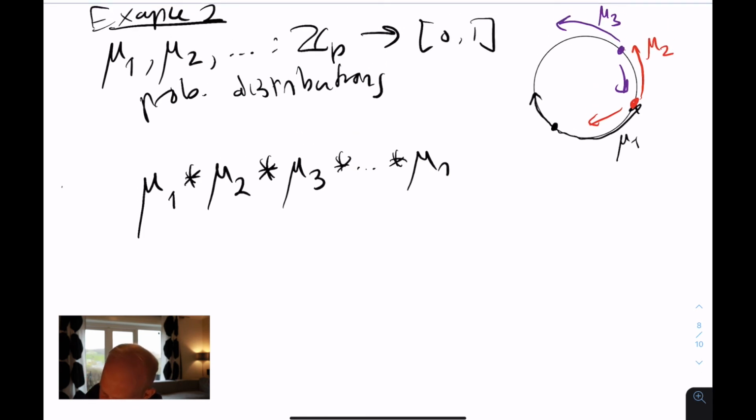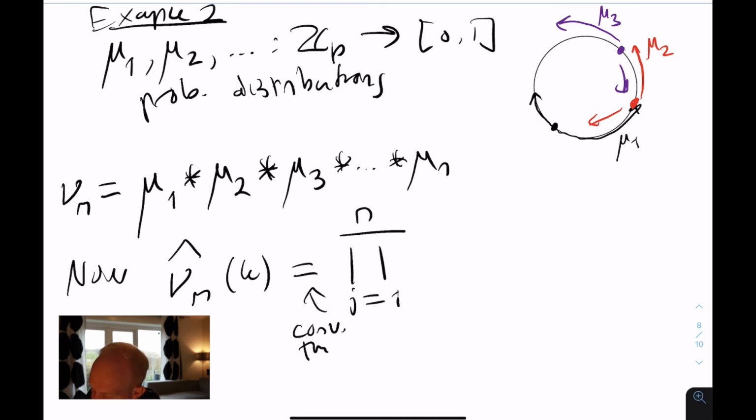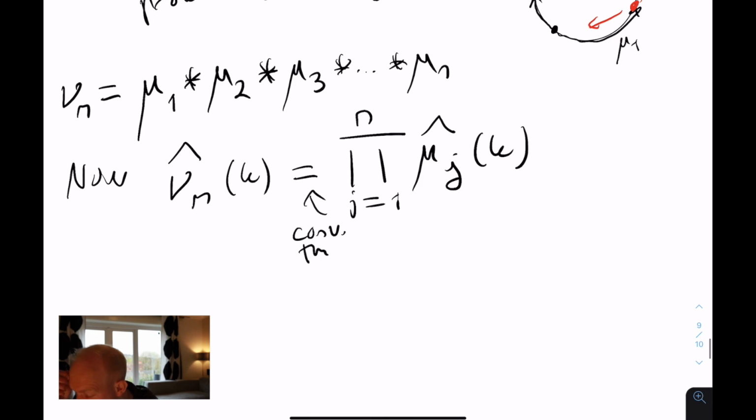Now let's write the definition. Let's call it nu n. If you take the convolution theorem, you take nu n and take its Fourier transform at the point k, then again we get a product. So this becomes, by the convolution theorem, a product over j from 1 to n of mu j, taking its Fourier transform at the point k. It's very similar to what I did in the previous examples, but now you can see that even if you have different distributions, you can still analyze the full random walk.